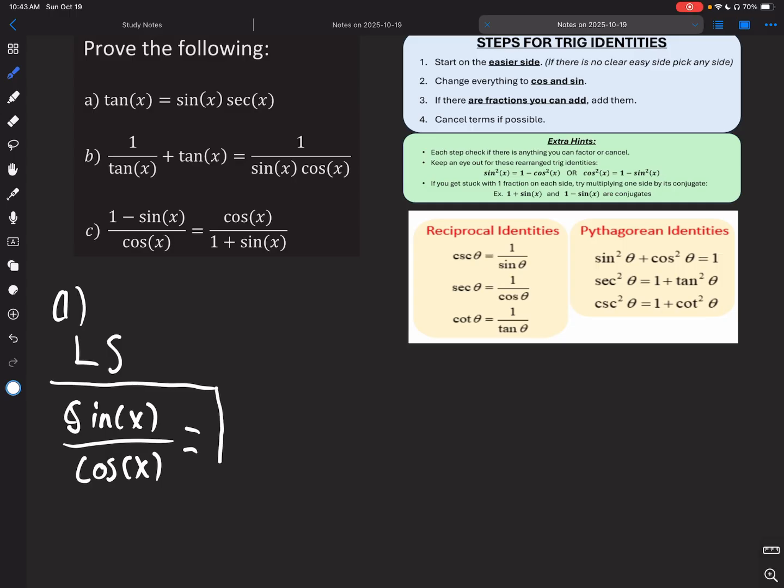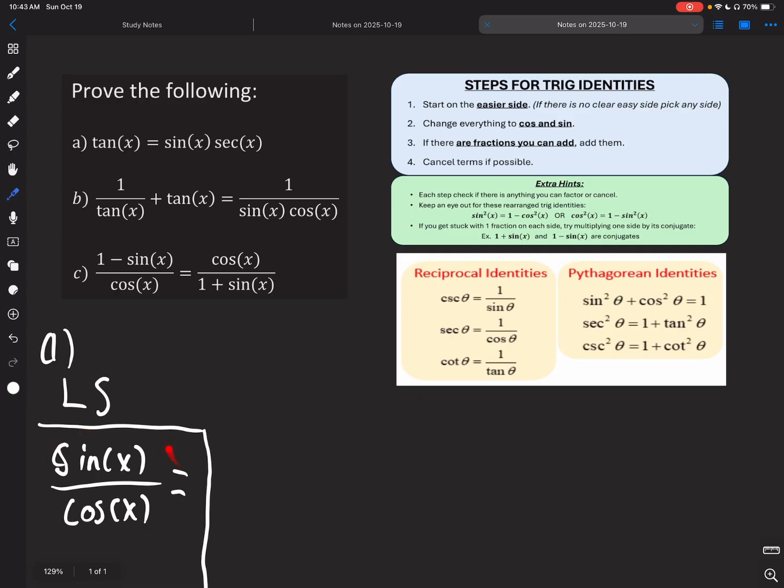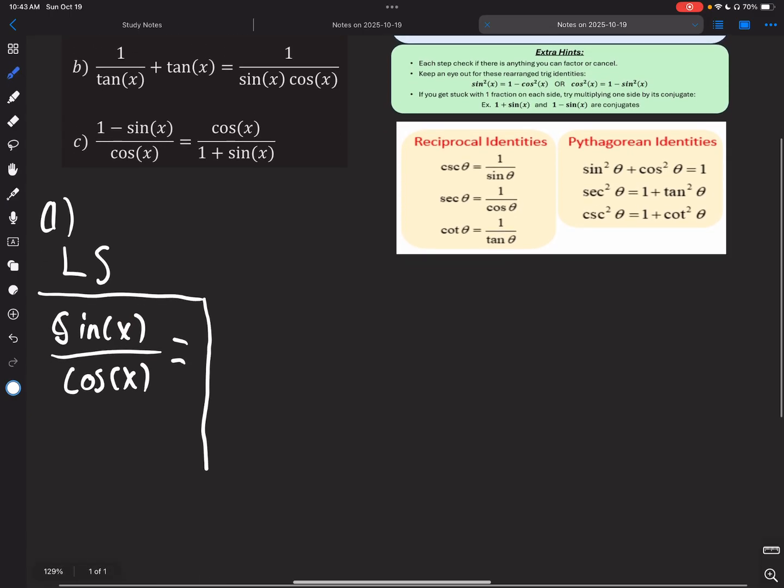Okay, and now if we look at our rules here, the next rule is if there are any fractions we can add, then we're going to add them, which if we look here, there's no fractions to add in our question. And number 4 is to cancel like terms. Well, there's no like terms to cancel. So our left side, I would say, for now is done. So let's go on to our right side here.